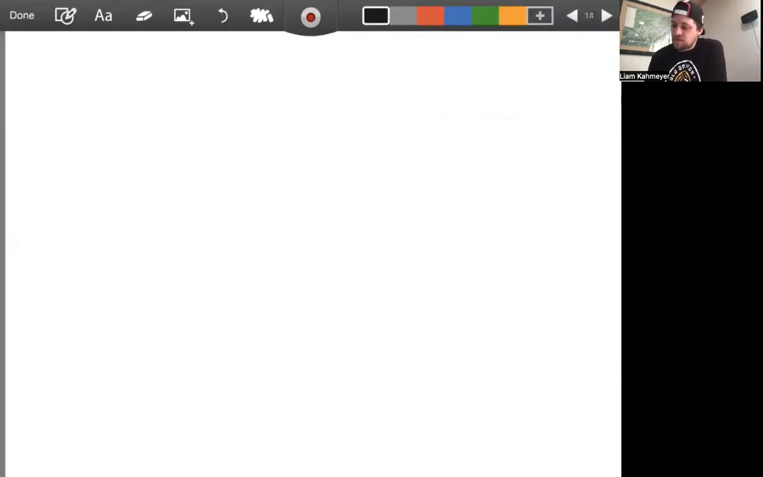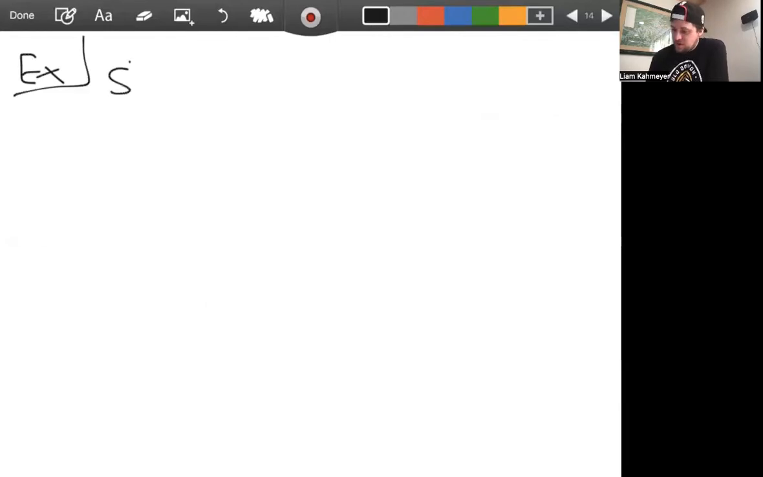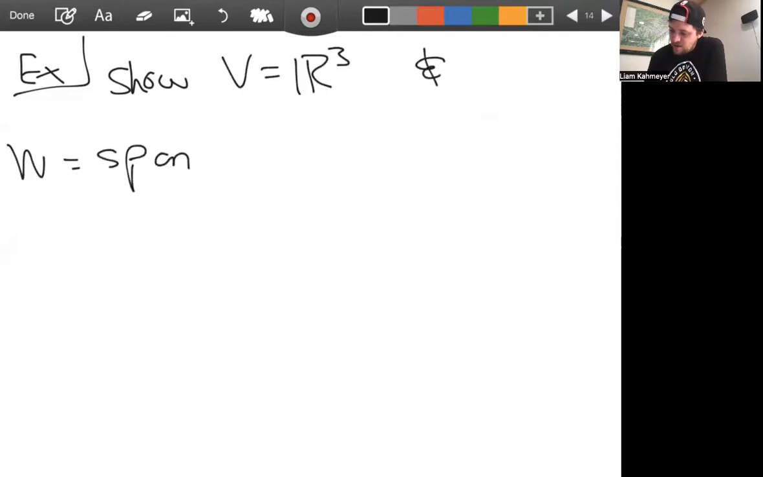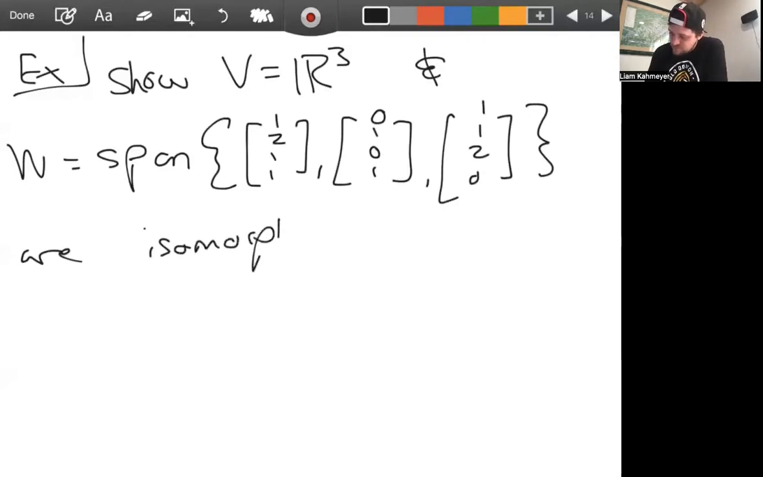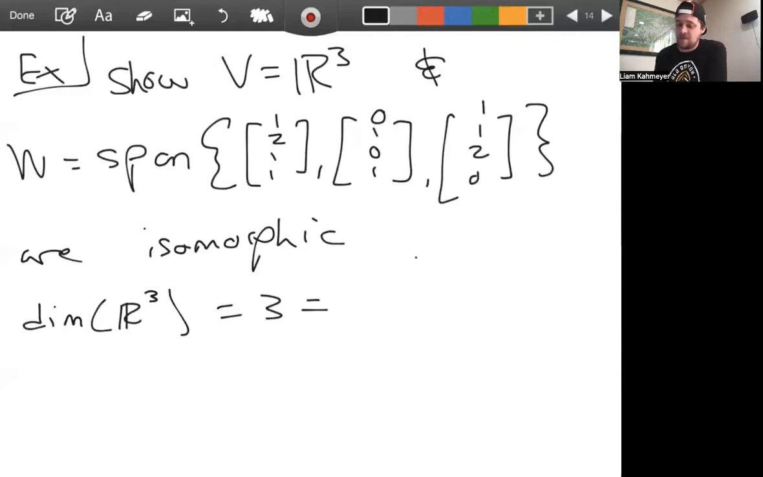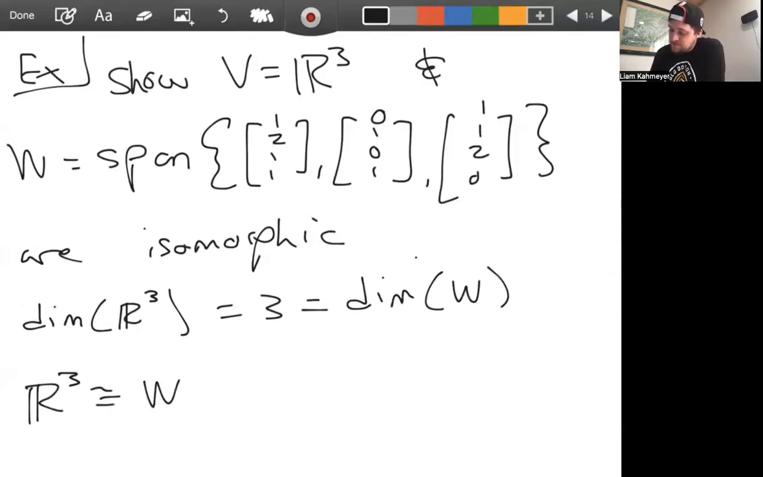Okay, well, let's look at an explicit example here. Let's show that V, which is R3, and W, which is the span of the following vectors, (1, 2, 1, 1), (0, 1, 0, 1), and (1, 1, 2, 0), are isomorphic. Okay, well, to show that they're isomorphic, it's a one-line proof, right? What's the dimension of R3? Well, that's 3, but how many elements do we have in the spanning set of W, right? All of those are linearly independent, and so this is also the dimension of W. This means R3 is isomorphic to W by the previous theorem.